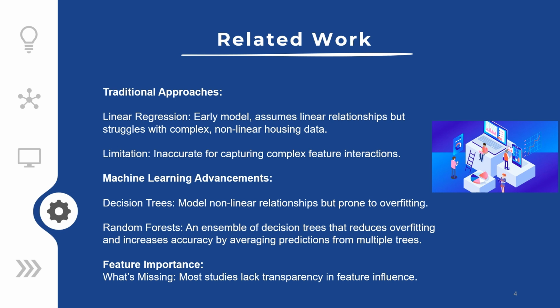In random forest, each tree is trained on a random subset of the data and features, and the final prediction is the average of all trees. Random forest reduces overfitting by averaging the predictions. Many studies don't provide a clear explanation of which features are the most important in determining house prices. Our project builds on this foundation by addressing these gaps, whereas feature importance studies lack transparency about what features impact the model more.